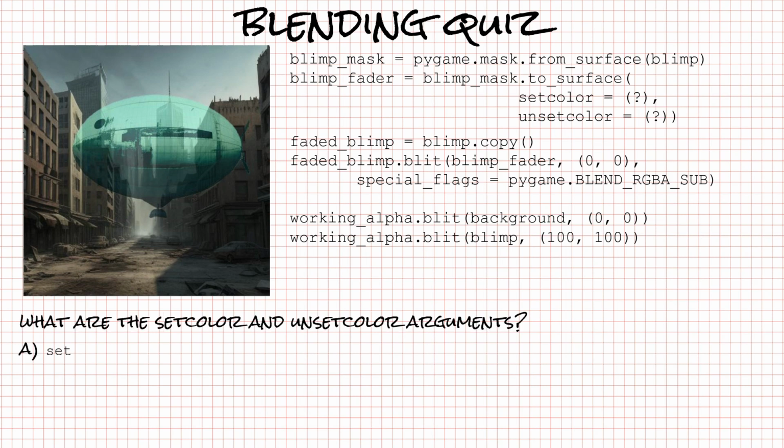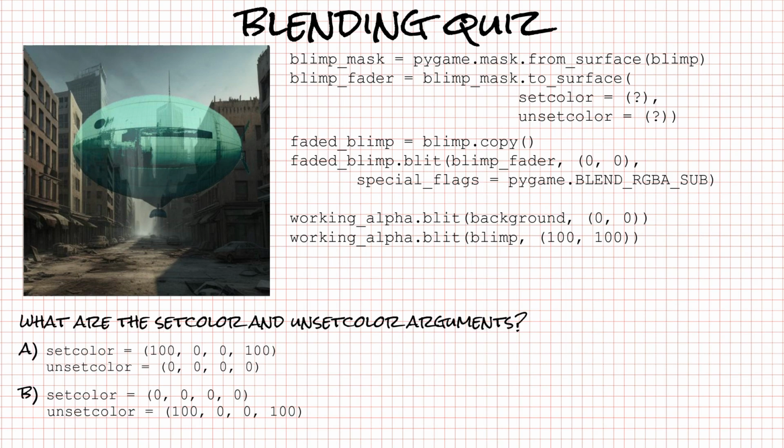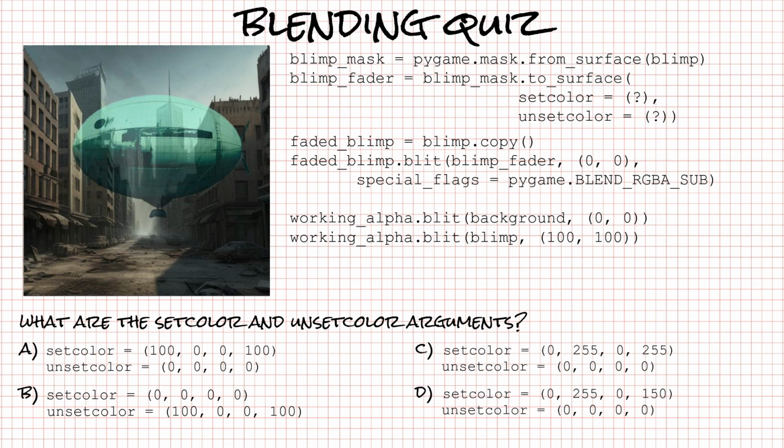Were they A, set color equals 100, 0, 0, 100, unset color equals 0, 0, 0, 0, B, set color equals 0, 0, 0, 0, unset color equals 100, 0, 0, 100, C, set color equals 0, 255, 0, 255, unset color equals 0, 0, 0, 0, or D, set color equals 0, 255, 0, 150, unset color equals 0, 0, 0, 0. Pause and work it through.